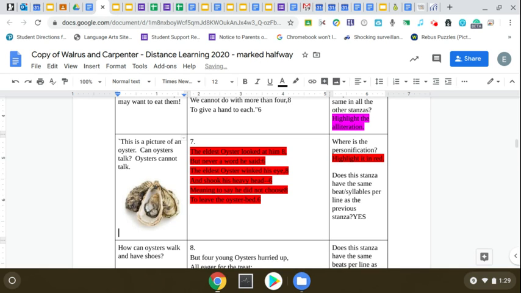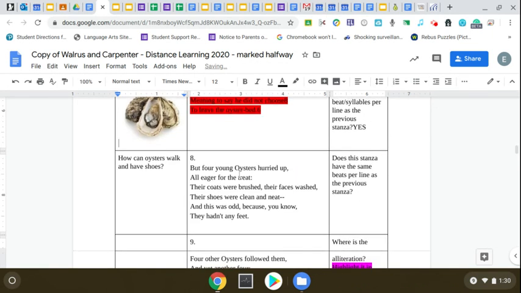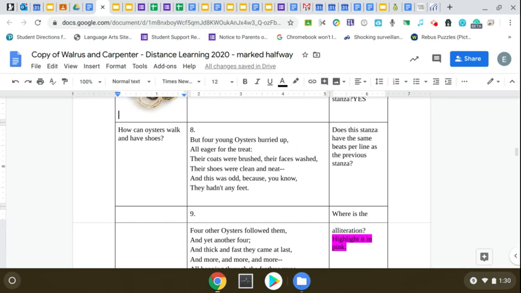Okay, we're going to do this last stanza together, and then you're going to try to finish this poem on your own. But 4 young oysters hurried up, all eager for the treat. Their coats were brushed, their faces washed, their shoes were clean and neat. And this was odd because they hadn't any feet.